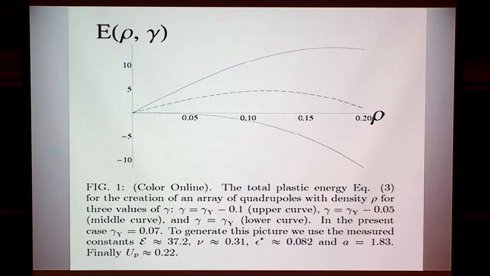So the energy is increasing when the density is increasing, and the only minimum is occurring when rho is 0. There's just a single one, as we see indeed for small gammas.